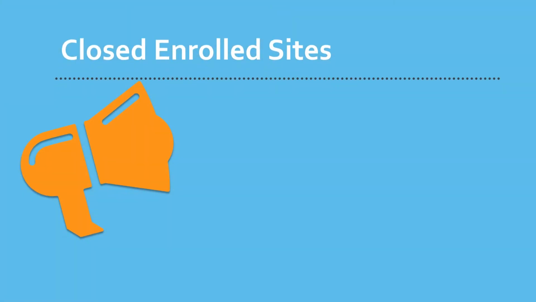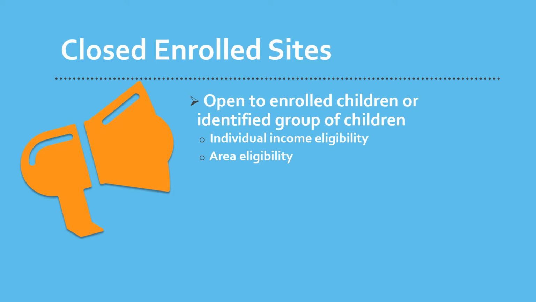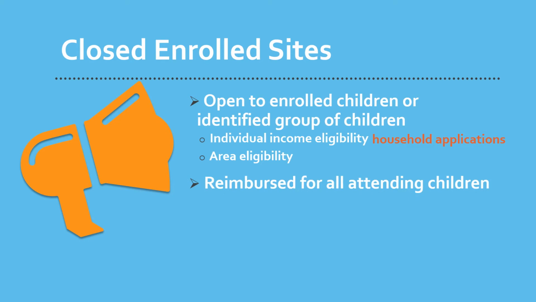Another type of site is a closed enrolled site. Closed enrolled sites are open only to enrolled children or to an identified group of children, as opposed to the community at large. Closed enrolled sites must establish eligibility either through the individual income eligibility of the children attending or through area eligibility. To establish eligibility based on the income of the individual children, sites must collect household applications. An example of a closed enrolled site is an art program. Children enrolled for art programs and those in attendance receive a meal.